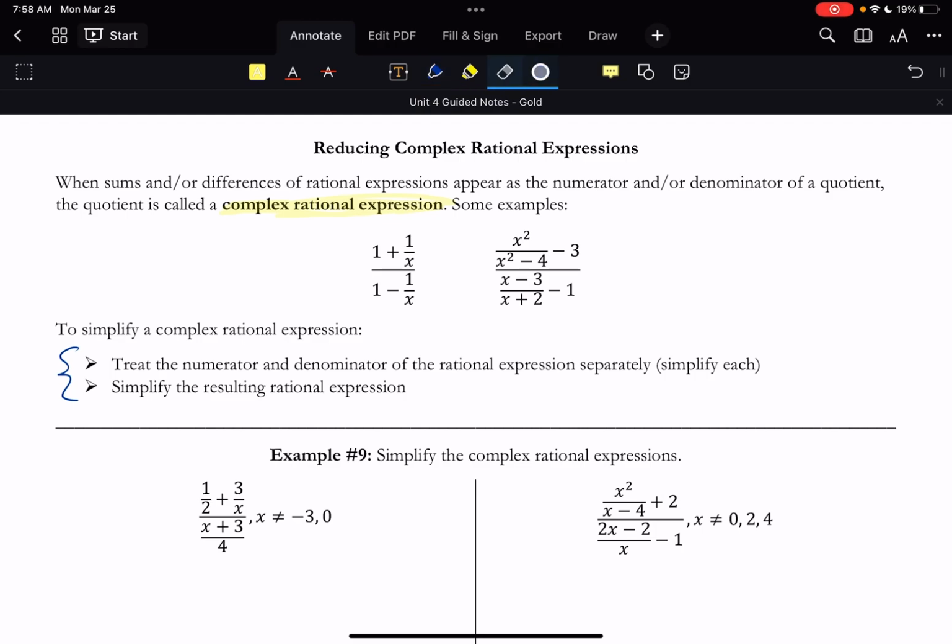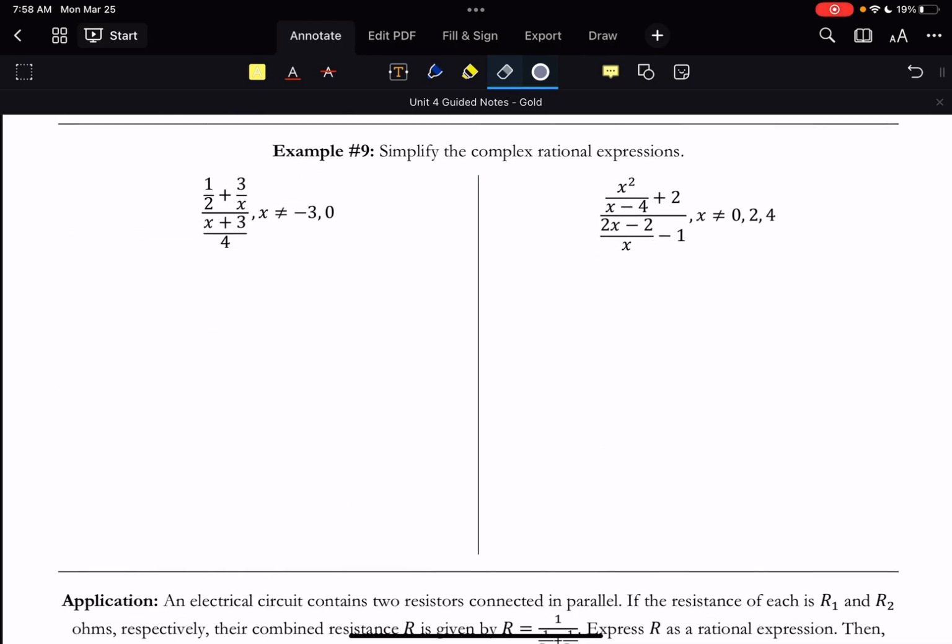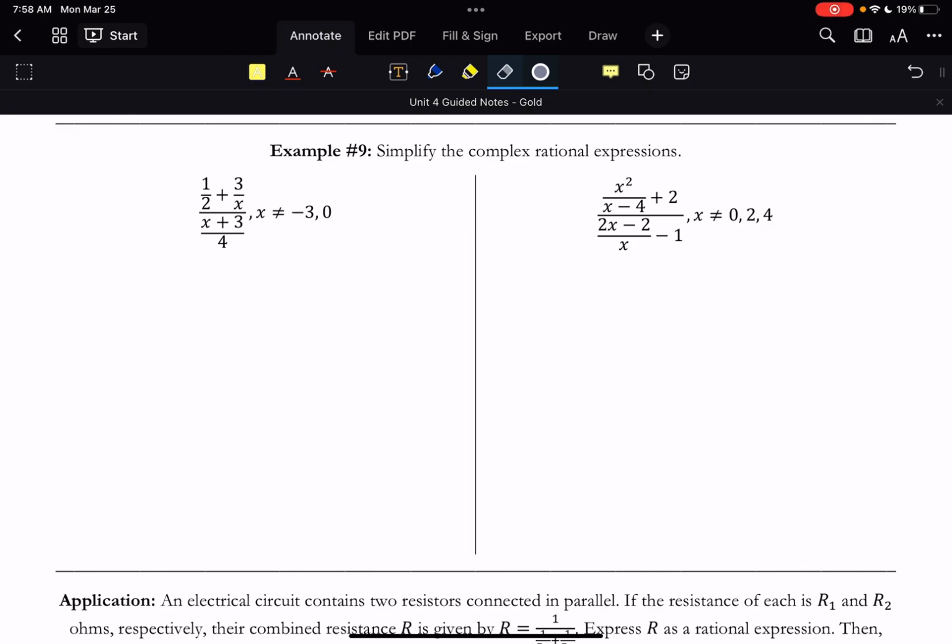of two rational expressions. So the first one, I have 1/2 plus 3 over x divided by x plus 3 over 4, and I have my excluded values there. So again, what you want to do is start with the numerator and simplify the numerator. So I have 1/2 plus 3 over x. So I know that the LCD of those two is 2x, which is exactly what we just talked about.